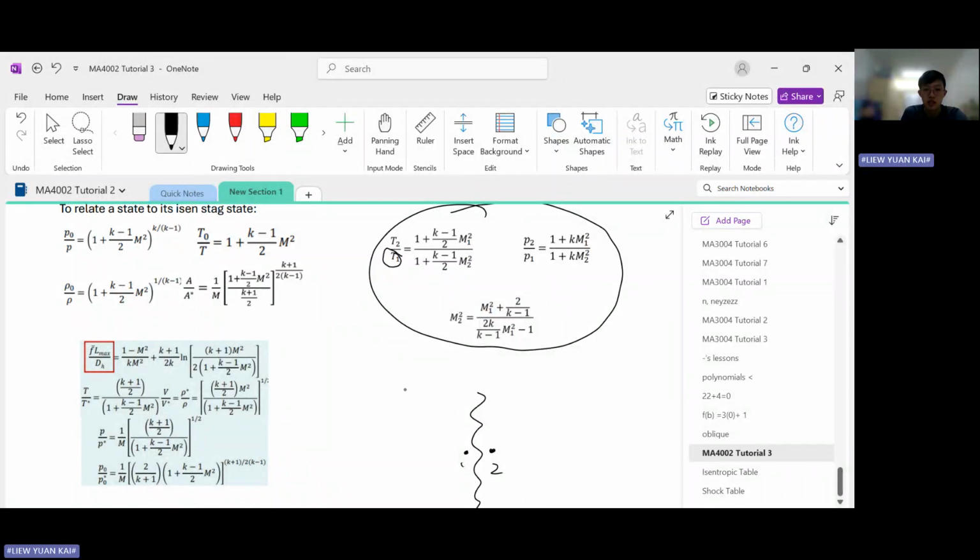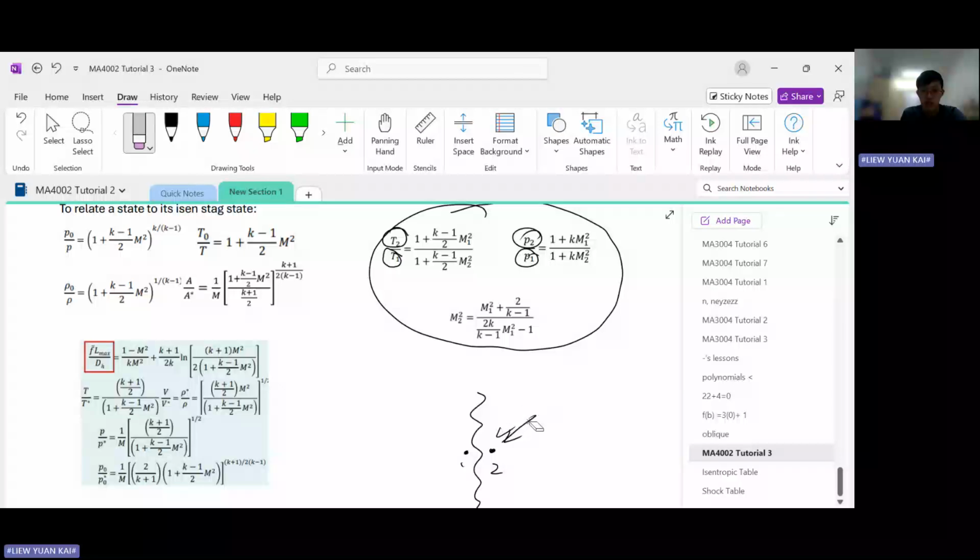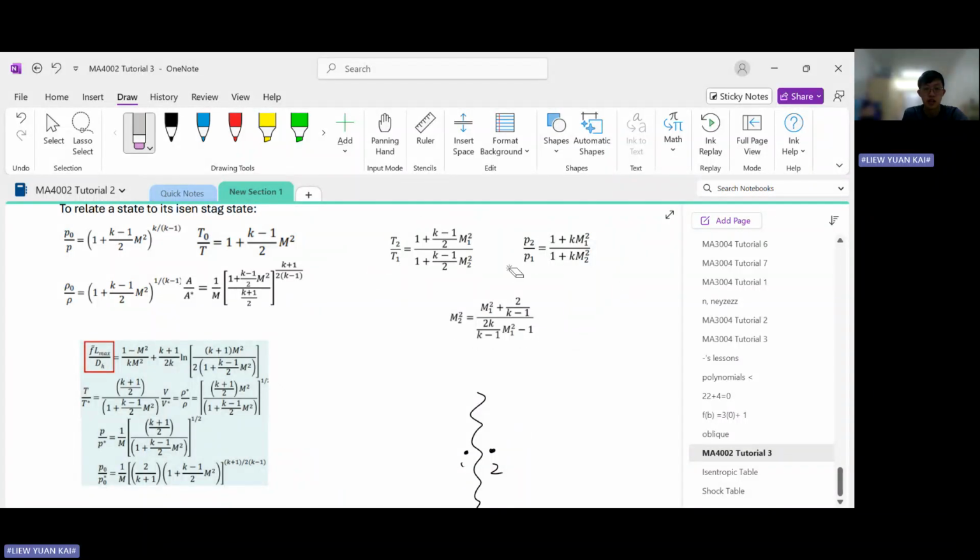T1 pertains to the temperature at point 1. T2 pertains to the temperature at point 2. P1 is the pressure at point 1. P2 is the pressure at point 2. M1 is the Mach number at point 1. M2 is the Mach number at point 2. So this is what these symbols mean.